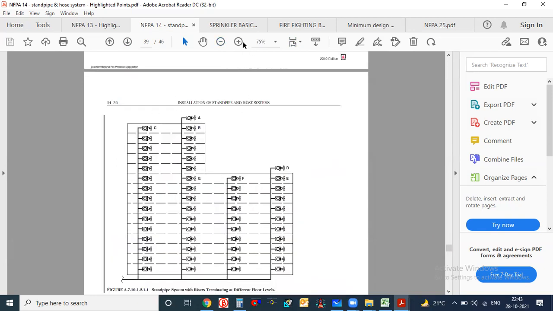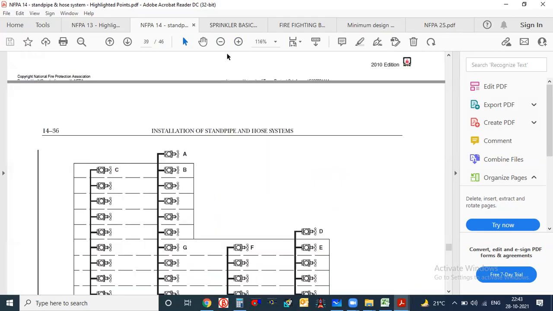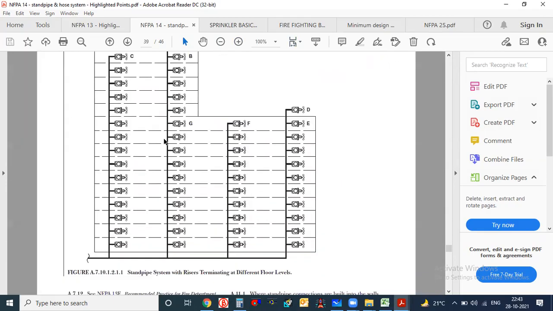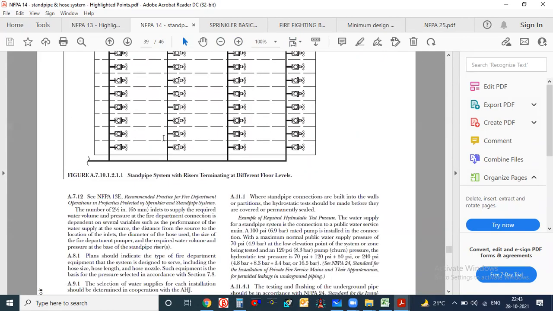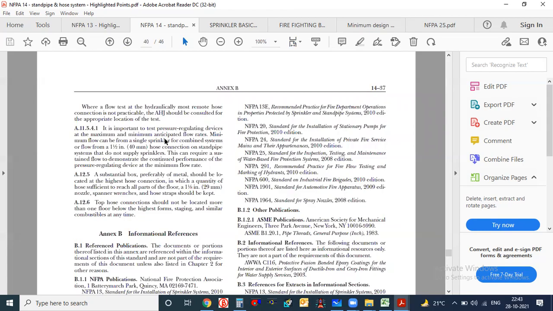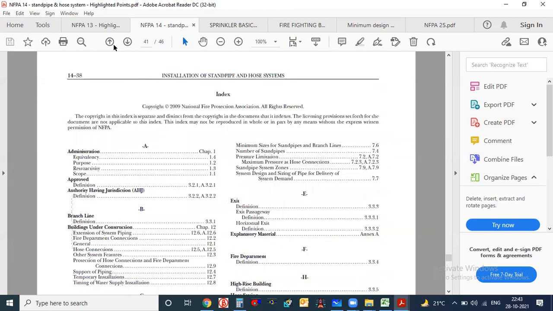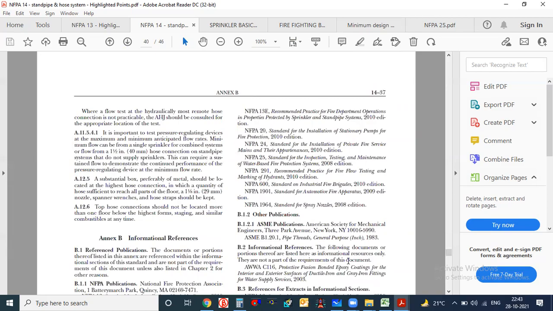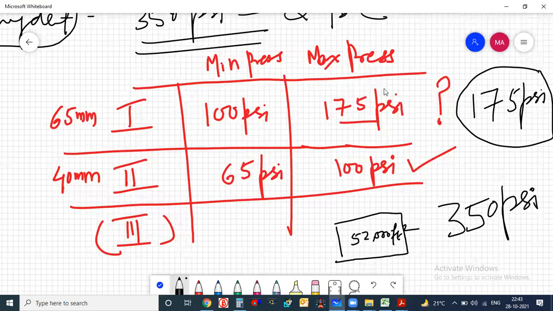Rest, they have given one example here, like NFPA method has been given, how to do the calculation. Again, I don't feel this is required for us, because anyhow we are going to follow the hydraulic calculation. So this is something about NFPA 14 and 13. So just remember till now what we have done.